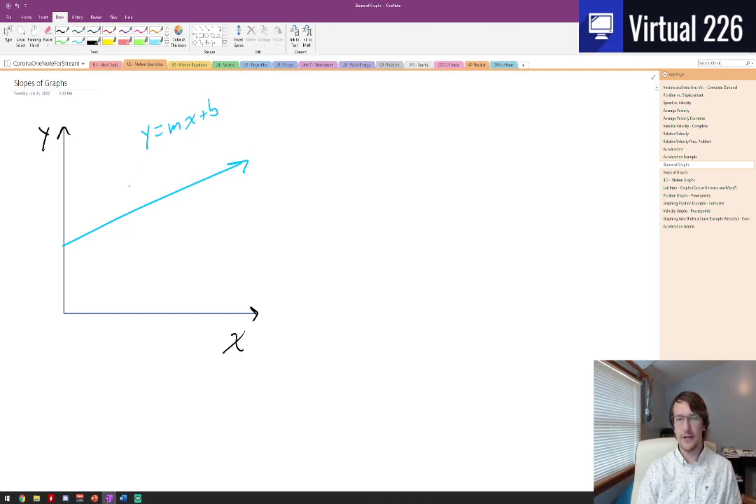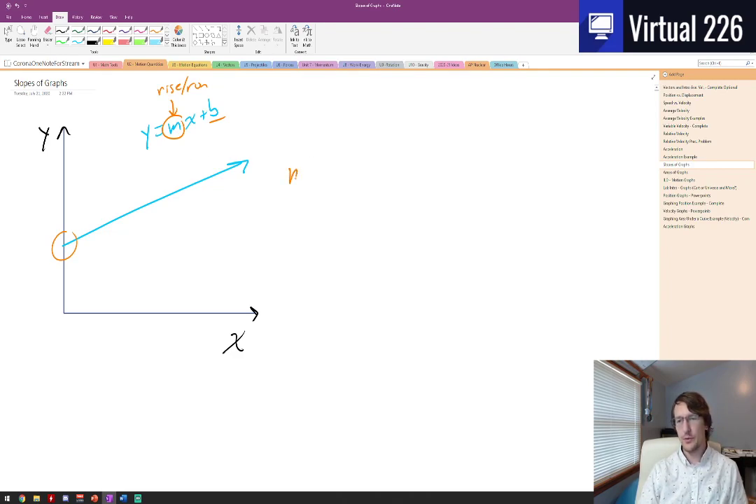And this is a linear line where this is the y-intercept right here. And the rise over run portion of it is the slope, right? That's our rise over run. And we're really going to talk about this slope in this video here. That's our main focus. What is the slope of a graph?